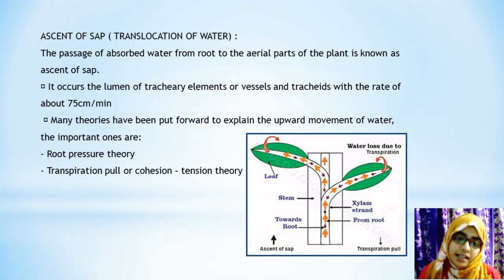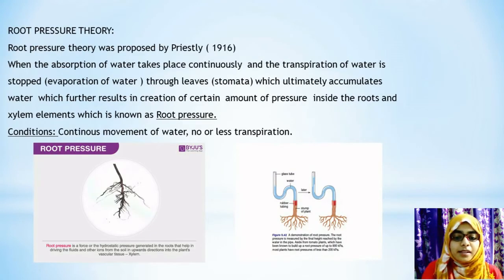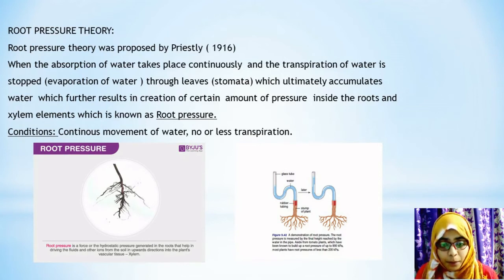Okay. Many theories have been put forth, but there are two main theories which are usually utilized. The first one is root pressure theory, the second one is transpiration pull theory. One more we have, we will be discussing it in the later classes. So root pressure theory, what is root pressure theory, we will be discussing in the next slide. Root pressure theory was first proposed by Priestley in the year 1916.